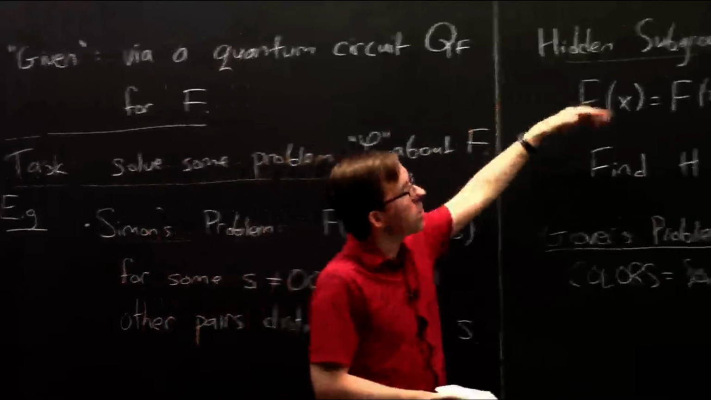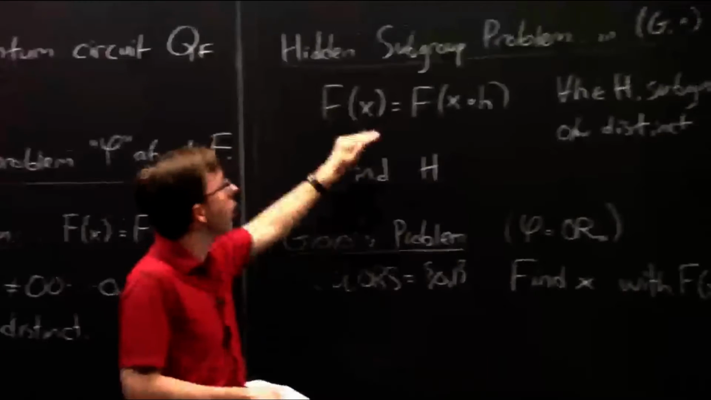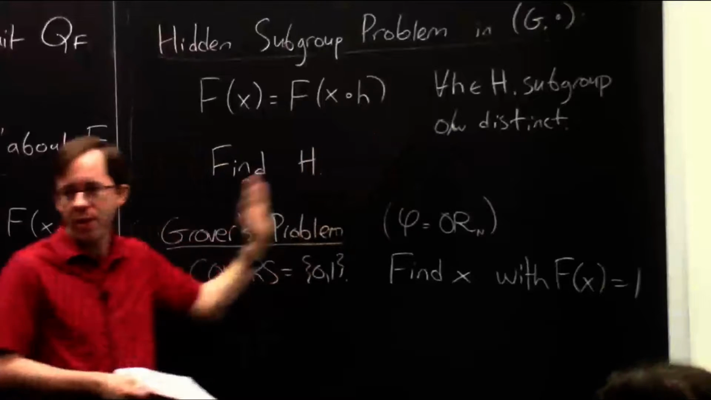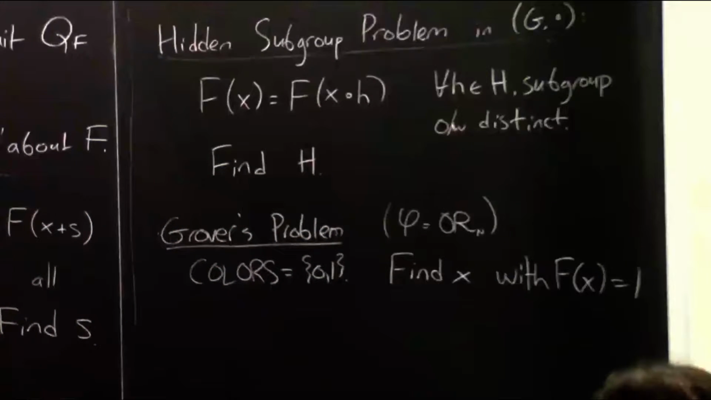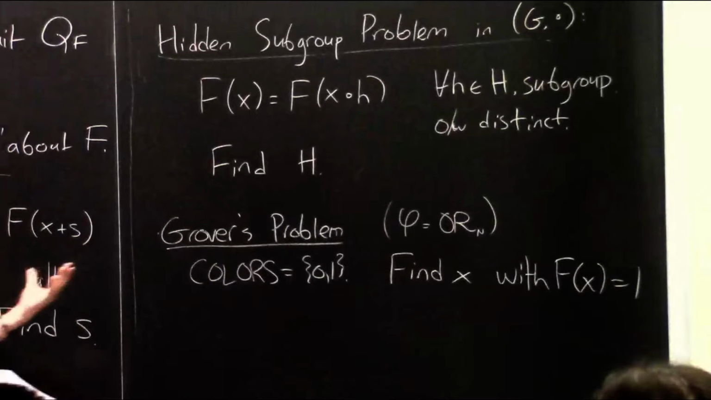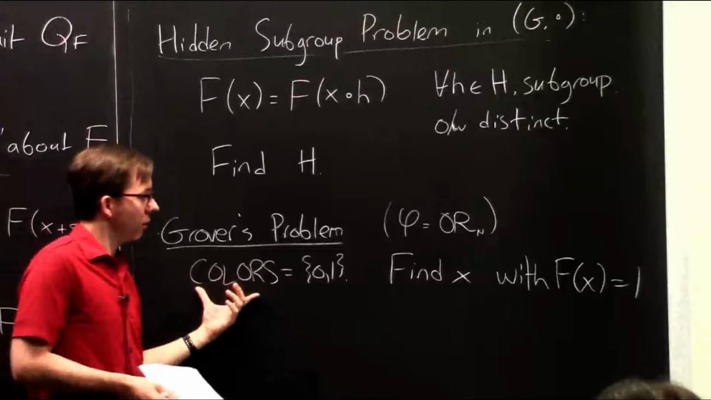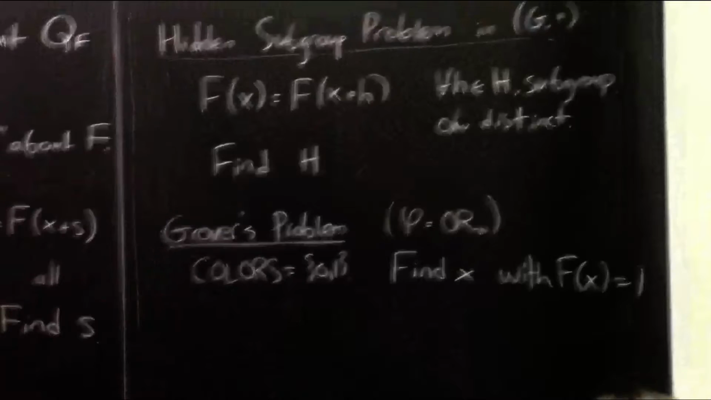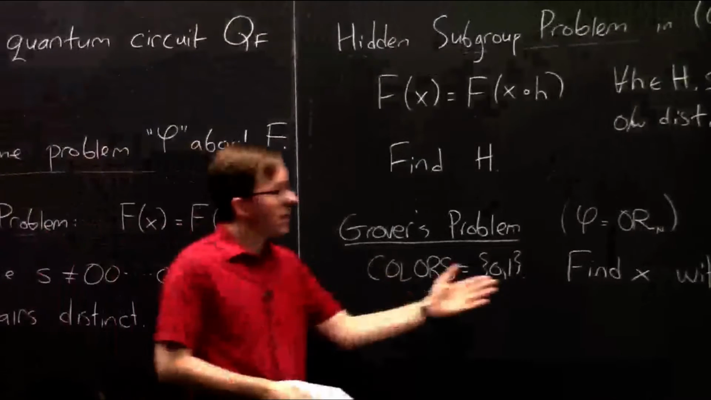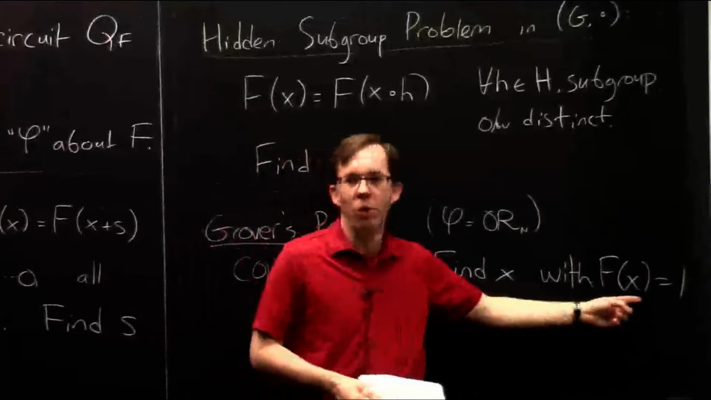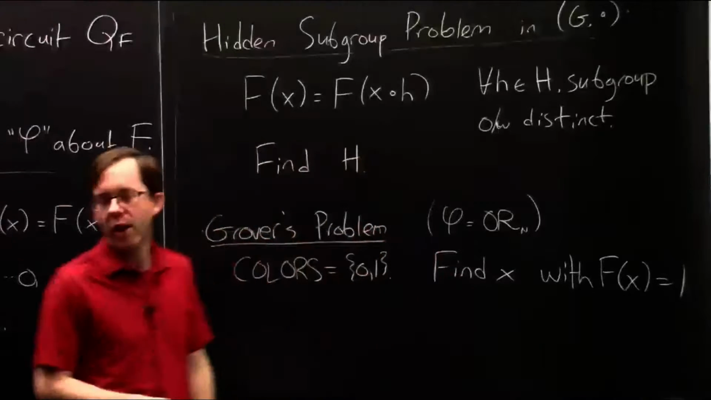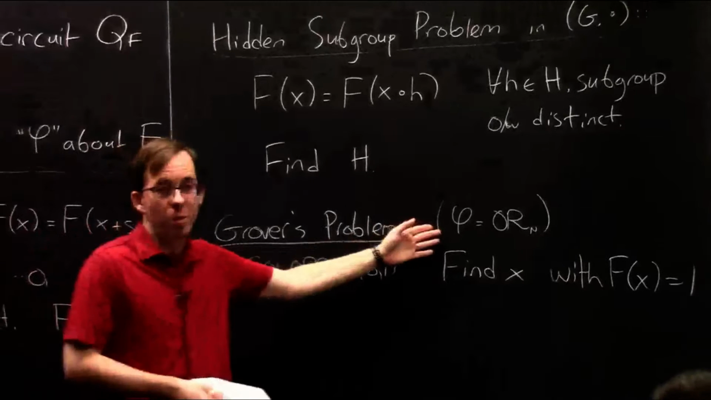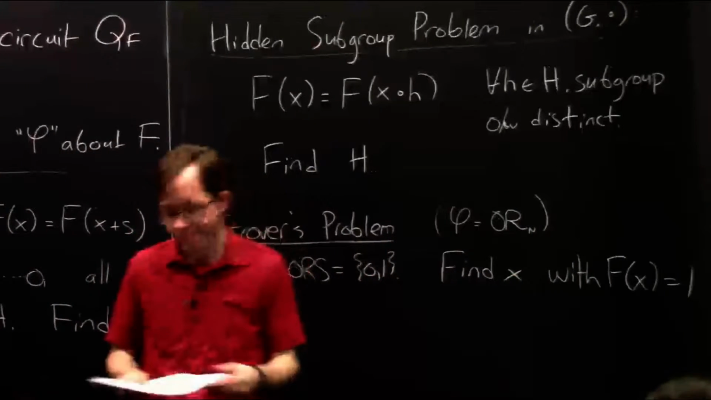The hidden subgroup problem was a generalization of this to a group setting where f was periodic with respect to shifts by elements of a subgroup, and you had to find the subgroup. And last class we talked about Grover's problem, which is actually the case where colors is just 0 or 1, so you have a long list of bits. The task is to find some position x where f of x equals 1, or else certify that there is no such x. And really, this problem phi is just the problem of computing the OR of the data, the logical OR of the data.